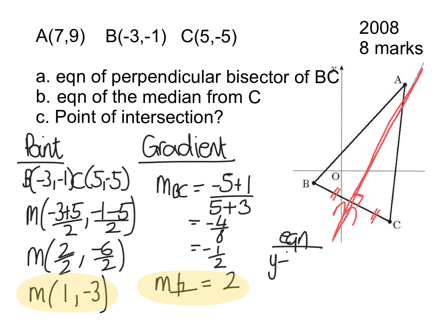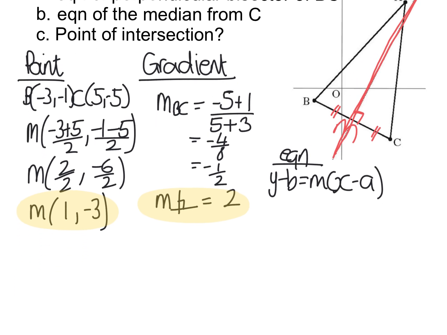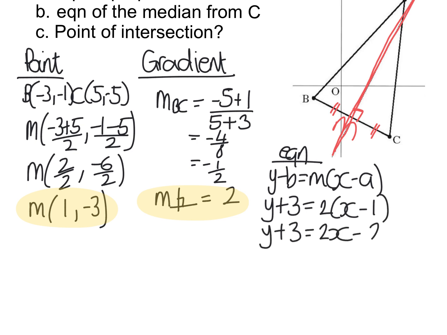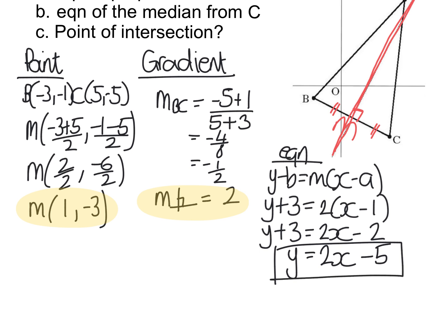So we're going to do y minus b equals m bracket x minus a. Let's just get a wee bit more space here. So that will give me y plus 3 equals 2 bracket x minus 1. Multiply out your bracket and take that 3 over, which gives me 2x, and that will make that into a minus 5. So there is my equation of the first line.